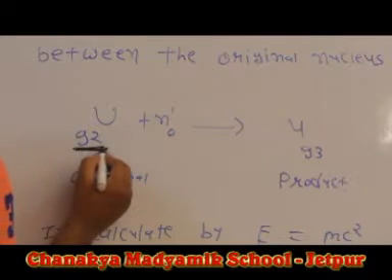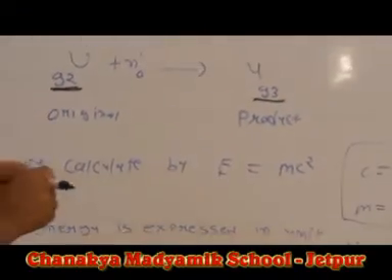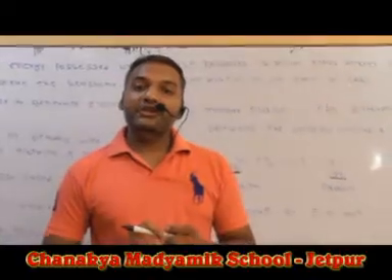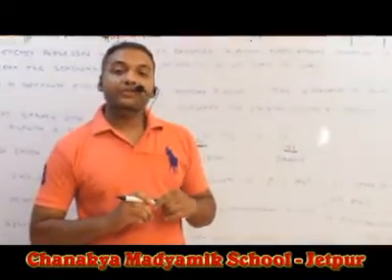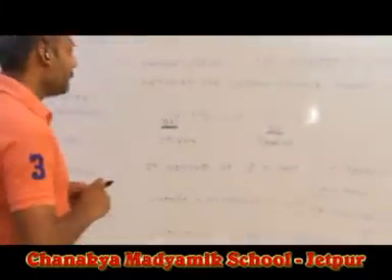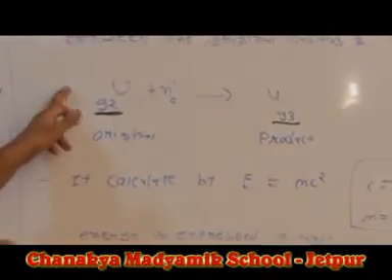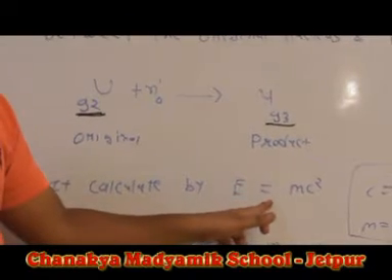Look at here, 92 and here 93. The nucleus of uranium, in which neutrons are increased compared to the electrons, will get more energy and release more energy. So, original nucleus and product nucleus. This energy is also calculated by the E is equal to mc square equation.